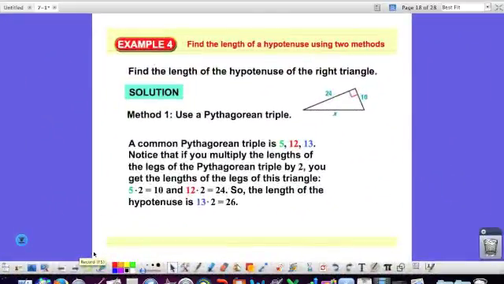Pythagorean triples can be useful, but you do have to memorize them. So you might notice here that 10 and 24 are both divisible by 2. 5, 12, 13 is a common Pythagorean triple. So without doing the Pythagorean theorem, you would know that this must be 13 times 2, so that side length must be 26. Yes, you could still do 10 squared plus 24 squared equals x squared.